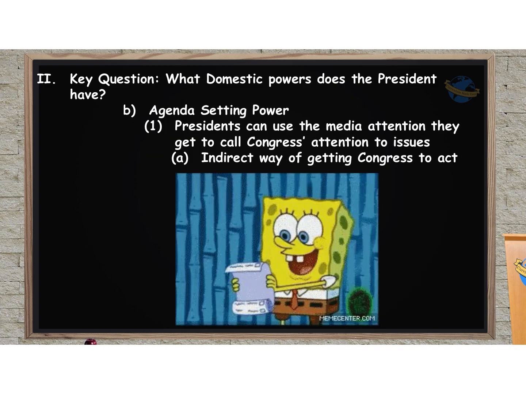They also have what's called the agenda-setting power. What this means is that the president is really the one the news pays attention to the most in our government. So presidents will use the media attention they get to call Congress's attention to issues, to kind of force them to act on something the president thinks is important. Because if the news is talking about it, then people will start caring about it. It's an indirect way of getting Congress to act.